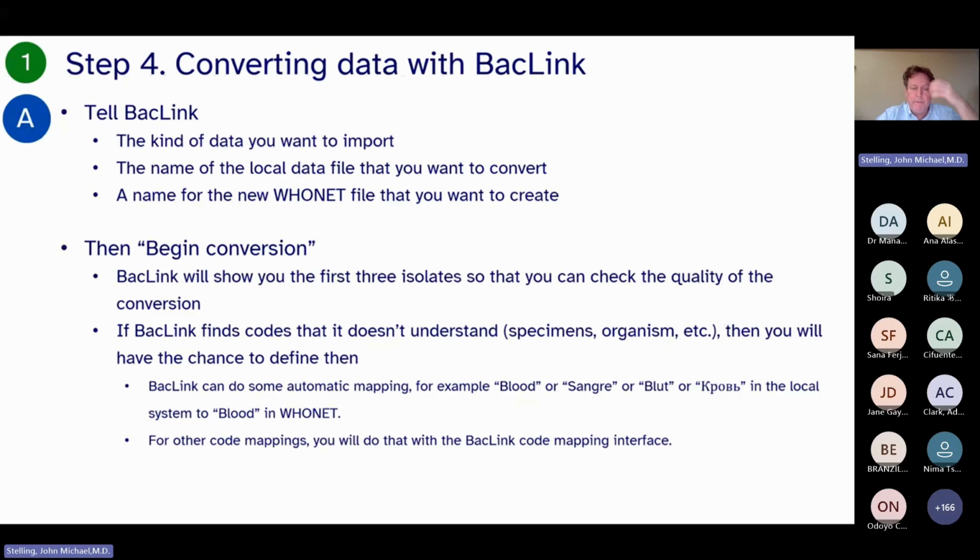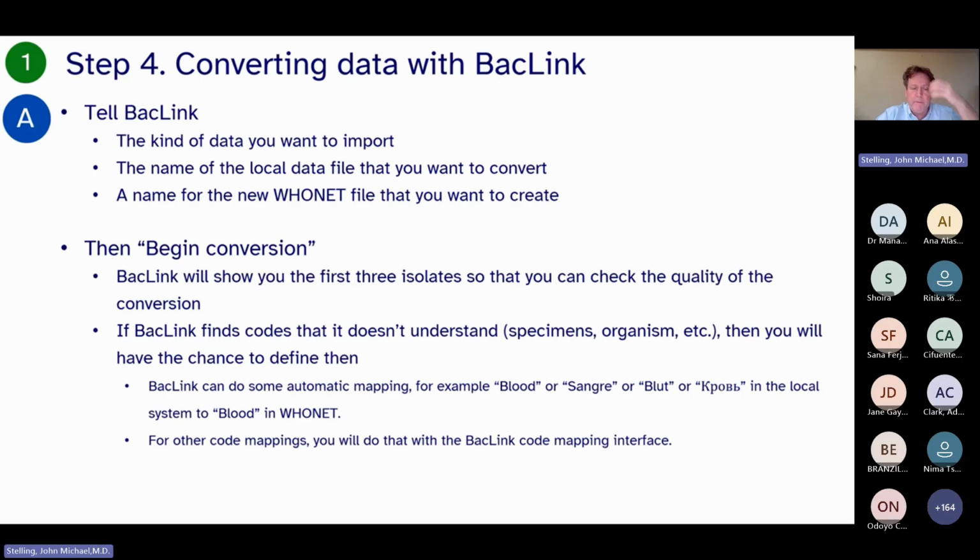BacLink will show you the first 3 isolates just to make sure there's not some obvious mistake. If the person's name is John Smith, that's fine. If the person's name is E. coli, then you made a mistake somewhere. Either the data corrupted or you made a simple mistake in the field mapping. And BacLink just shows you the first 3 to make sure that the fields, everything's going to the right place, that the date format is correct. If BacLink doesn't understand something, it will ask you.